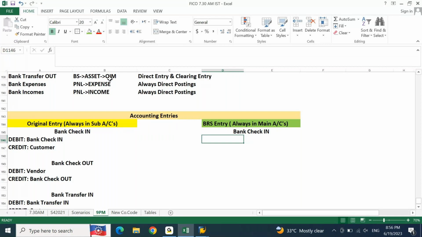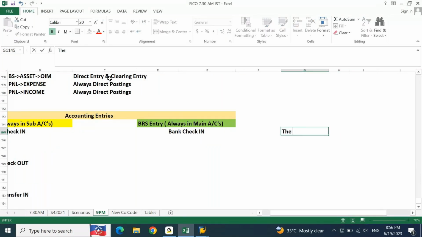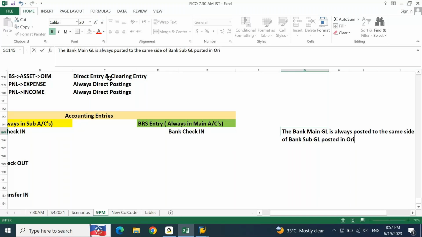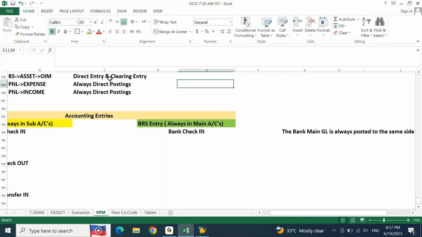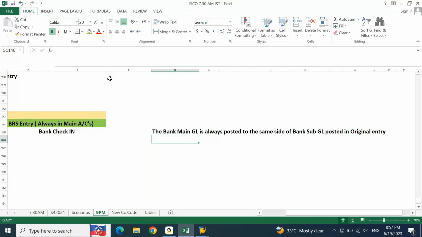Right. Now, the simple logic, the simple rule that you need to remember is: the bank main GL is always posted to the same side of the bank sub GL posted in the original entry.